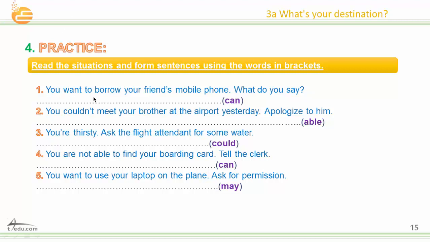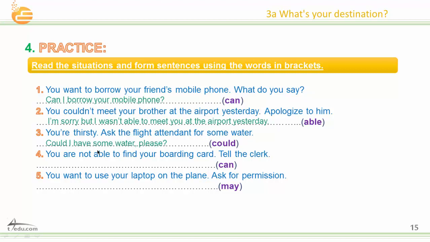If you want to borrow your friend's mobile phone, what do you say? Okay, can I borrow your mobile phone? Number 2. I'm sorry, but I wasn't able to meet you at the airport yesterday. Number 3. You are thirsty. Ask the flight attendant for some water. Could I have some water, please?